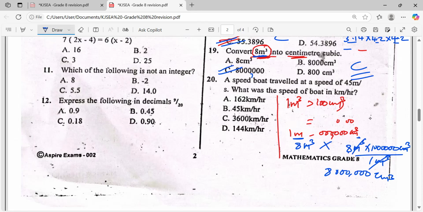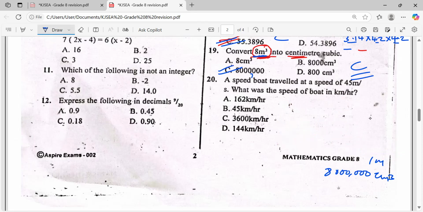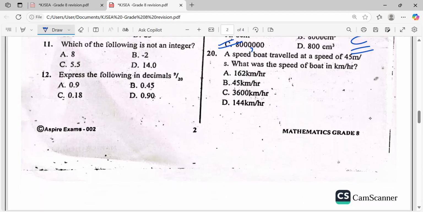Let's check on the last question of the section. I think this is the last question of section A. Let's read this question. A speedboat travels at a speed of 45 meters per second. What was the speed of the boat in kilometers per hour?